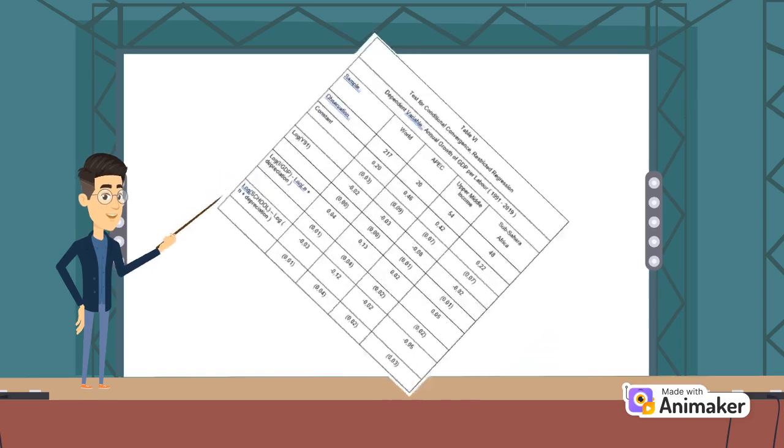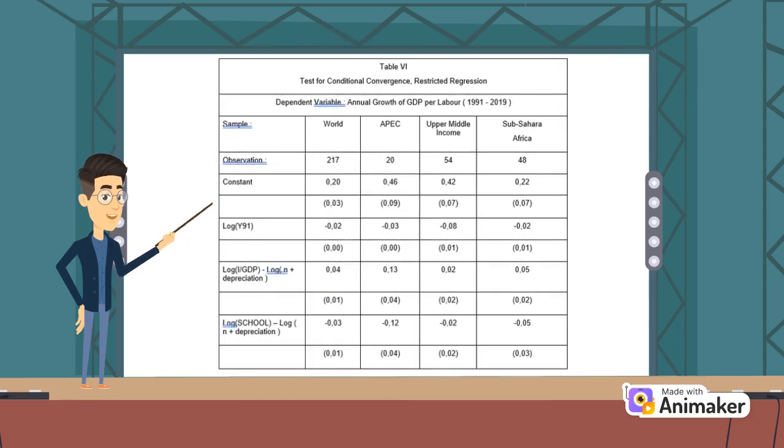By analyzing the table 6 regression, log initial year shows that all the samples have negative significance. The observation of log investment per GDP minus log labor growth plus depreciation shows positive significance except for the upper middle income, which comes out with the same figure. The final observation, log schooling year minus log labor growth plus depreciation, shows negative samples but with different significance, starting from the world sample showing negative significance, then the APEC sample, which shows negative significance, the upper middle income sample, which shows negative significance, and the sub-Saharan African, which also shows negative significance.